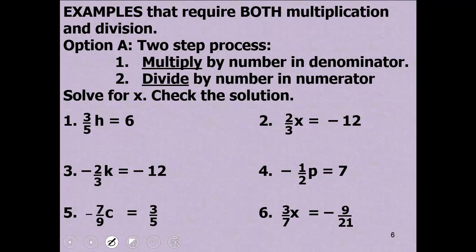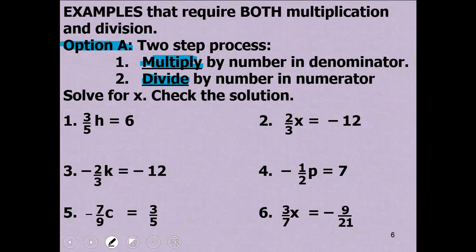Sometimes we're going to have problems that require both multiplication and division, i.e. there is a fraction with a numerator that's not 1. There's 2 ways to do it. We're going to first talk about the first way. Some of you may prefer this. I'm going to give you the option to do either. I'm probably going to pick option B, but option A is a 2-step process. You're going to first multiply by whatever number is in the denominator. Then you're going to divide by whatever number is in the numerator. All right? Check it.